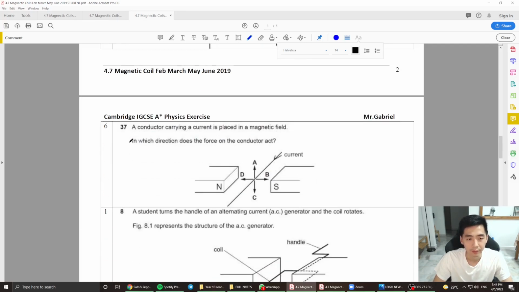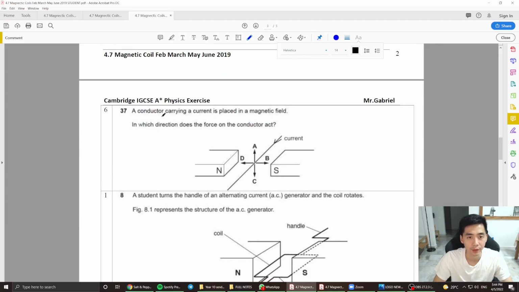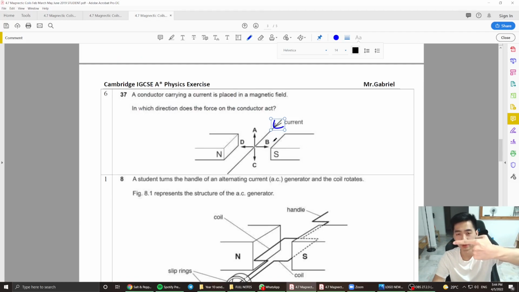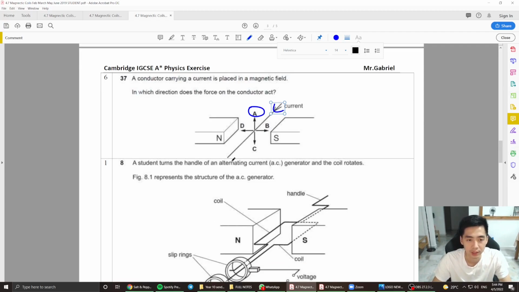Alright, then final question for the ABC. A conductor carrying a current is placed in the magnetic field. In which direction does the force on the conductor act? If there's a current here, you're supposed to find the force using Fleming's left hand rule, yet again. Magnetic field pointing towards the right. Then after that, your current will be pointing out of the screen, and thus your force finger should be pointing upwards here. And thus A should be your answer.